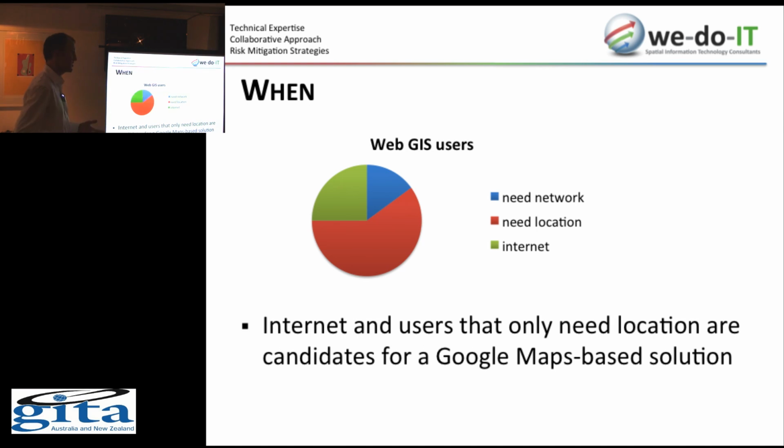Okay, so when would you use this? When might you use this? Don't pay too much attention to the proportions here, but roughly some of your WebGIS users are going to need your network. They're going to need to do tracing and all that sort of really fancy stuff that utilities do.